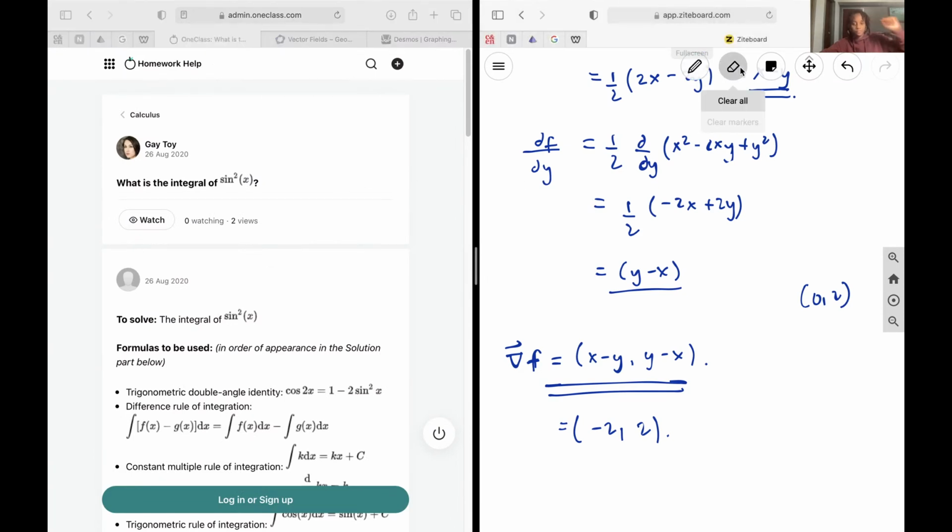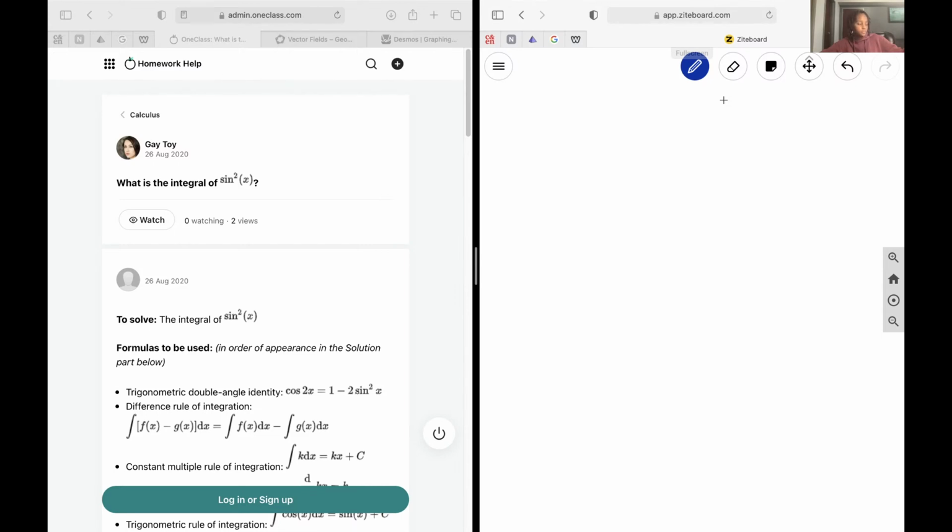And next up, I'd like to integrate sine squared x. I'm going to use the same method that I did for cos squared x. I'm just going to note that sine squared x is equal to 1 minus cos 2x over 2.